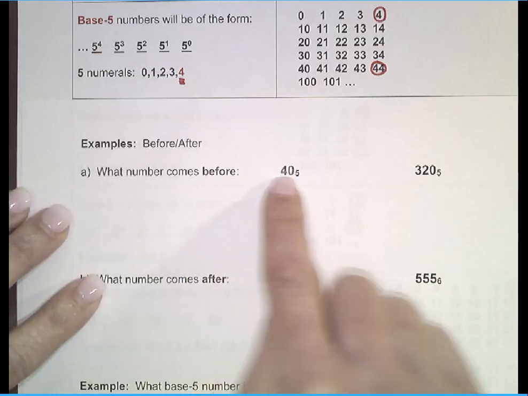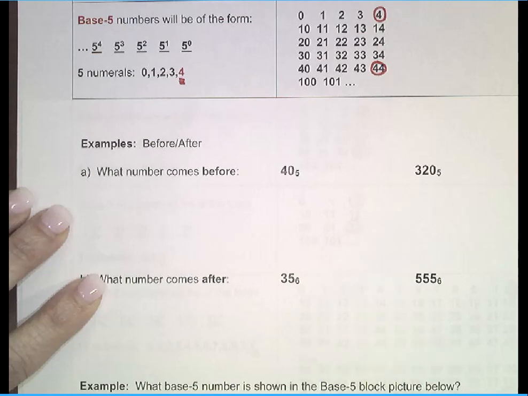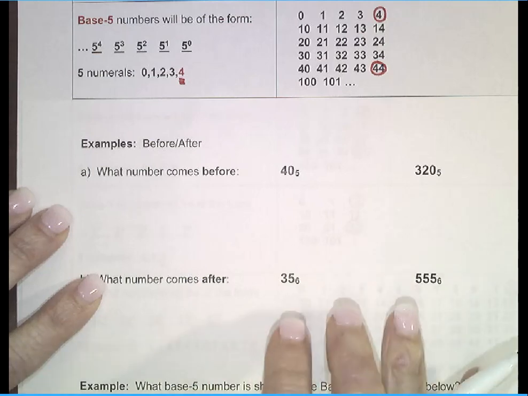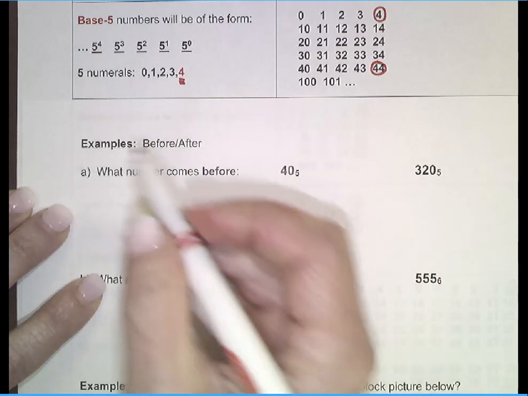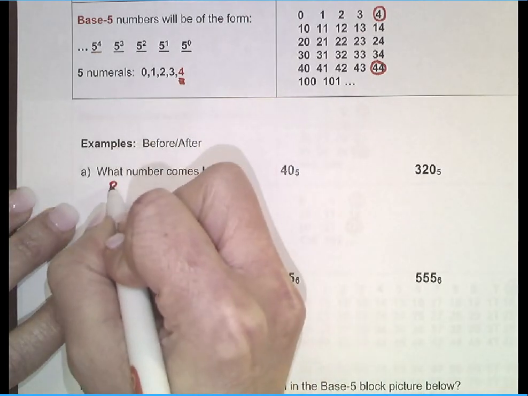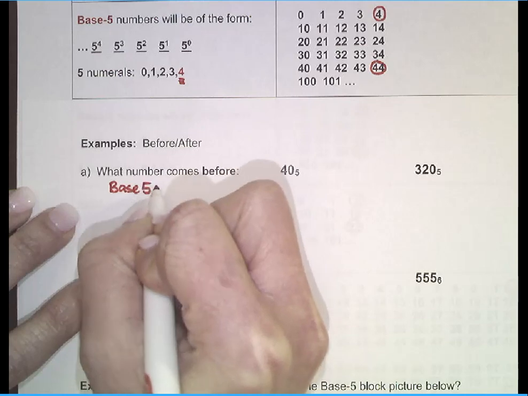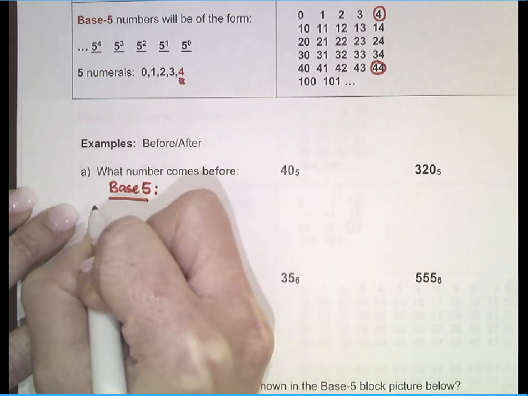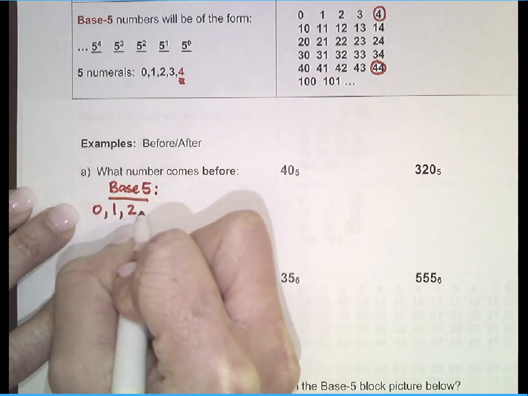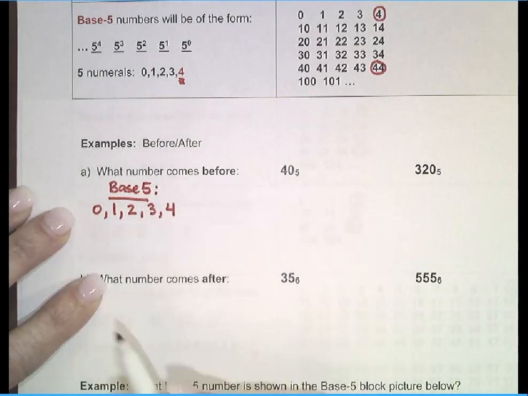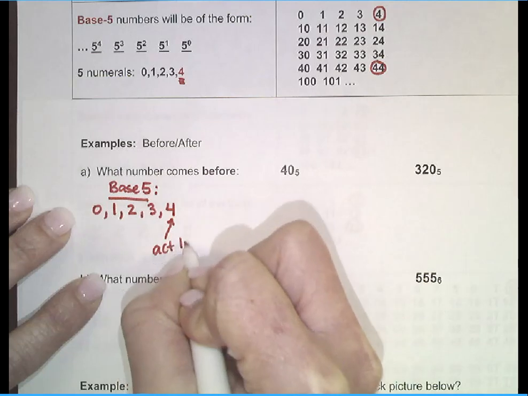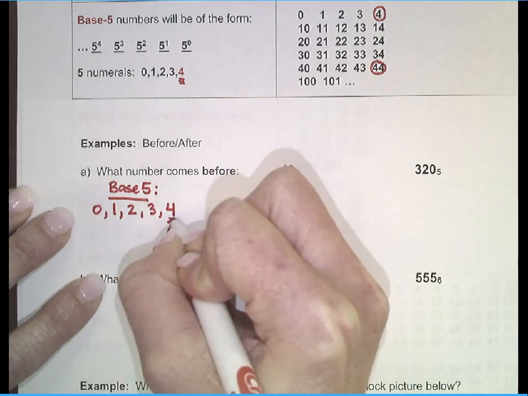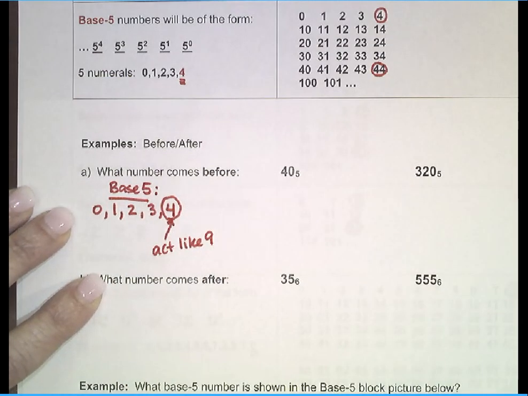Okay, let's start with this one. What number comes before? What you want to think about is how many symbols do you have in base 5? The only symbols you have are 0, 1, 2, 3, and 4. And this 4 is going to act like 9. That's what 4 is going to do. 4 is going to act like a 9.